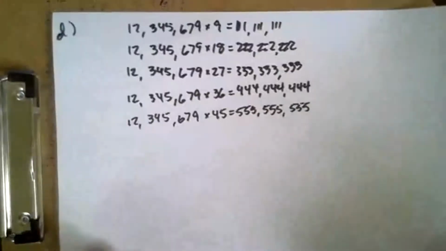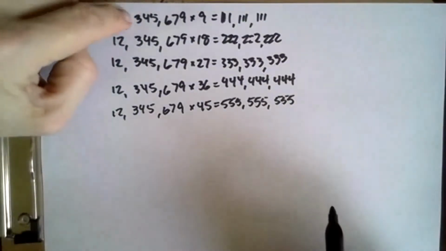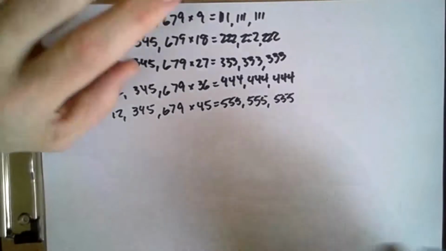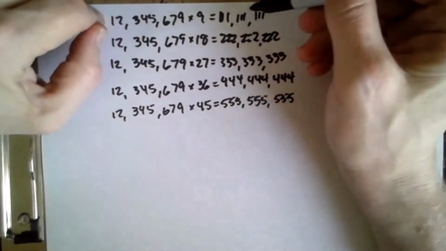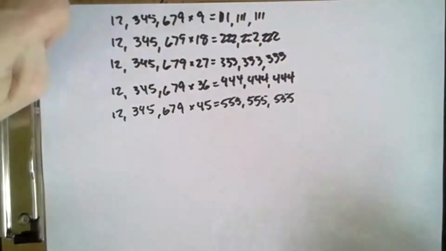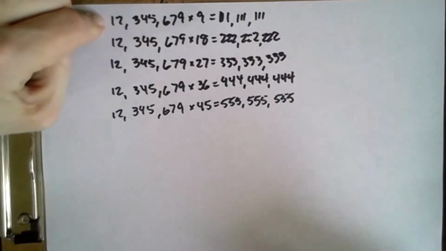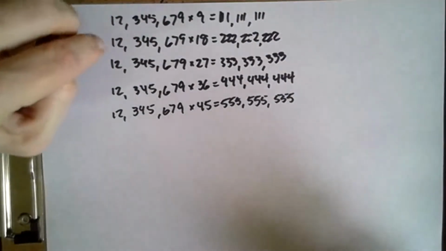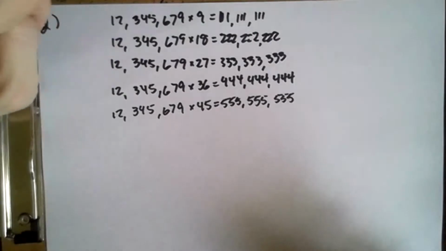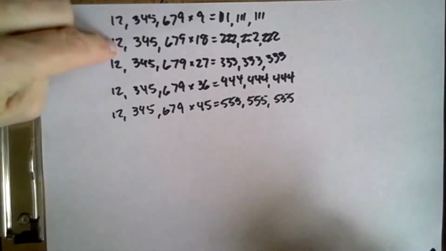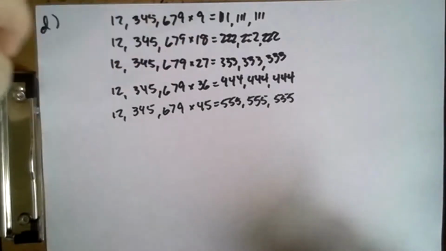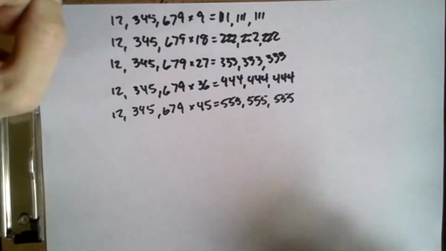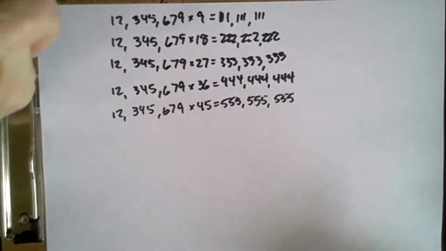All right, one more pattern here, and this is the most complicated one. Here we've got 12,345,679 times 9 is 111,111,111. We are going to assume this first statement is true. And it follows that every other one of these statements is true. 12,345,679 times 18 is 222,222,222. And I'll show you why that's true if this first statement is true.